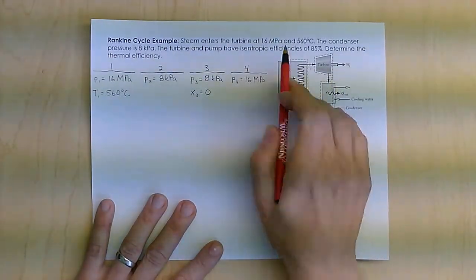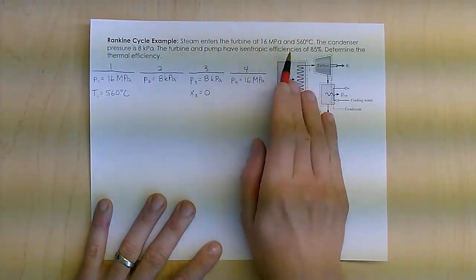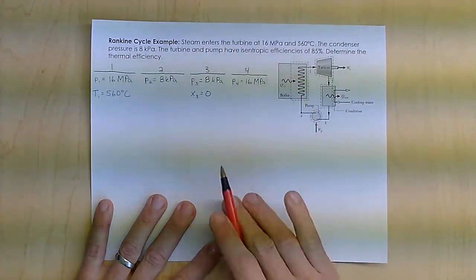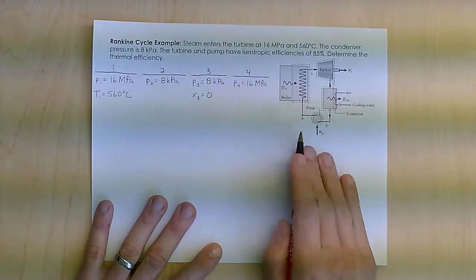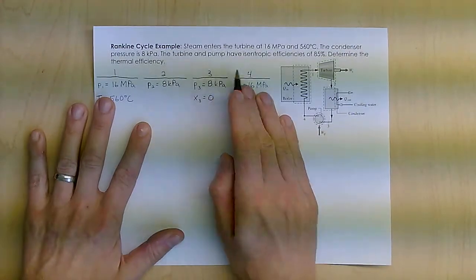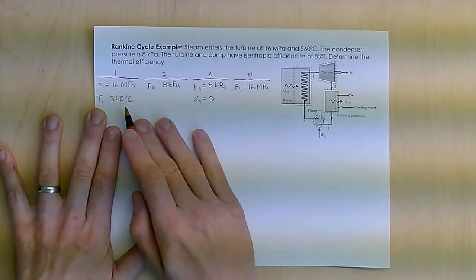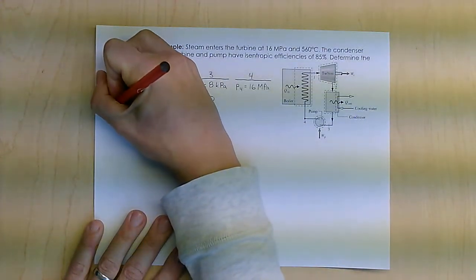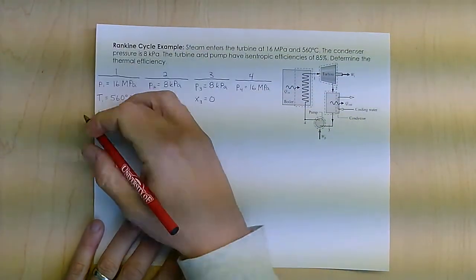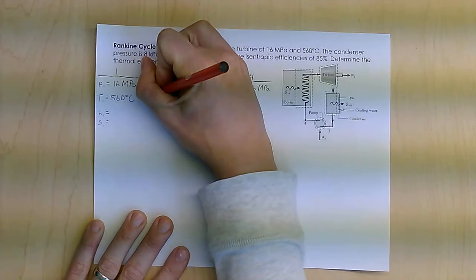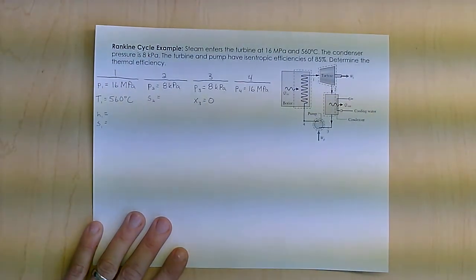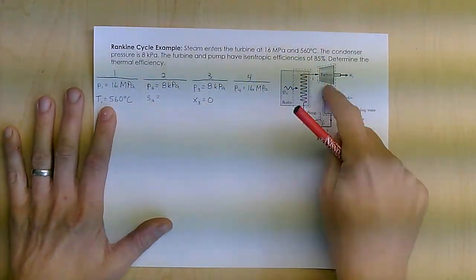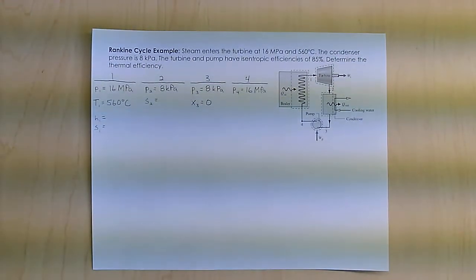So I've got a Rankine cycle with properties given here, and I have isentropic efficiencies on the turbine and the pump. So I started my table for setting my states. State 1 is given in the problem, so I'm going to look up H1 and S1. Once I know S1, I can find S2, because across the turbine is isentropic. So let's go look those up.